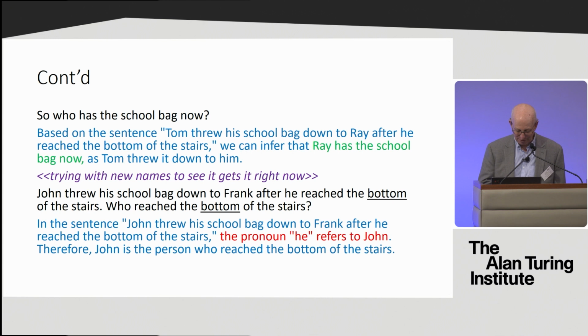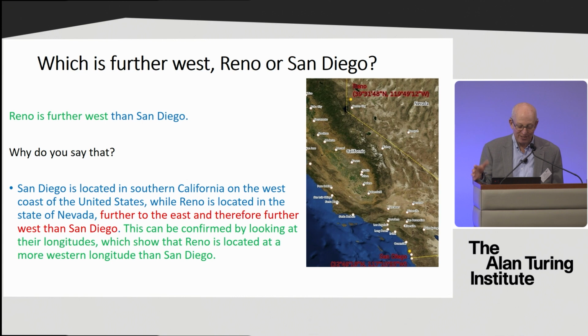This is a classic, one beloved of geographers, which of course is very easy to answer if you've got access to an atlas or Google. You can just look up which has got the furthest west latitude, San Diego. But many humans get this wrong because they kind of reason incorrectly that California is clearly west of Nevada, and therefore anything in California is likely to be, particularly if it's on the coast like San Diego, west of anything in Nevada.